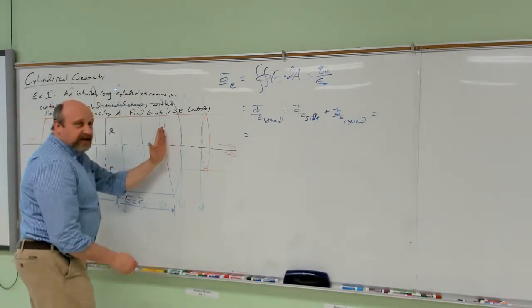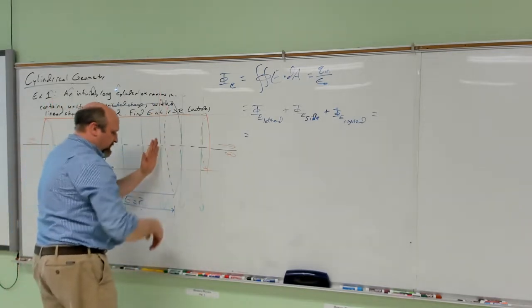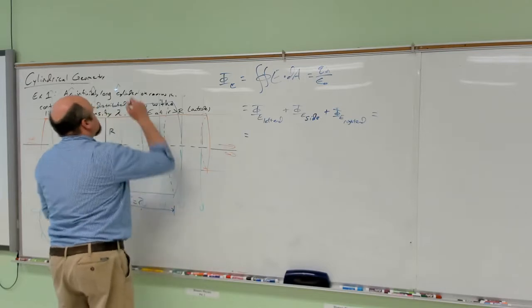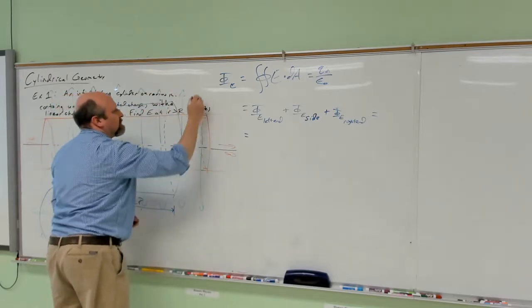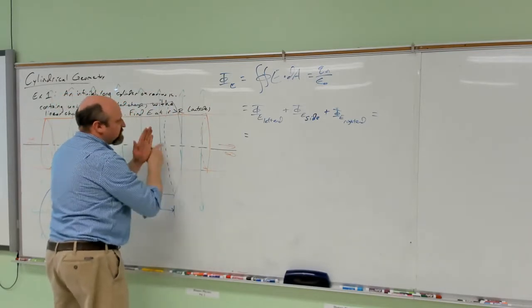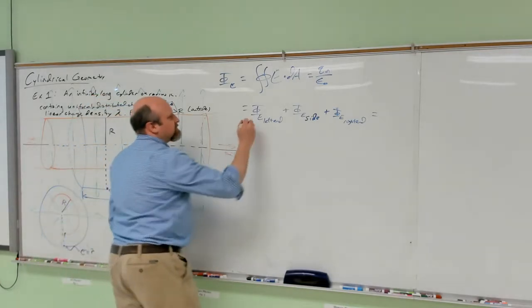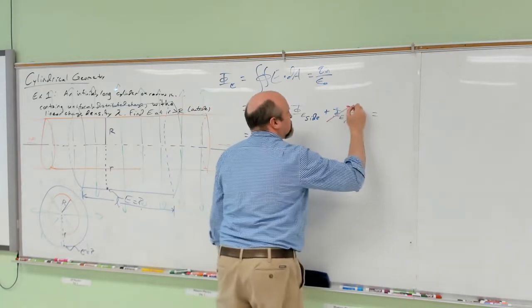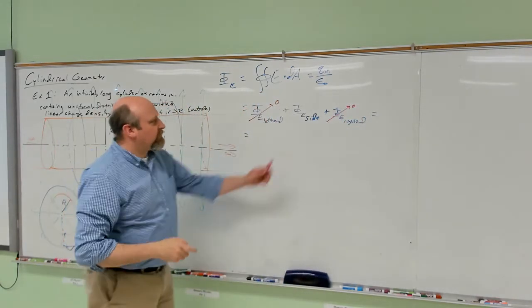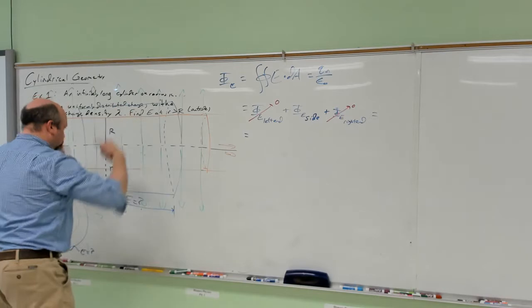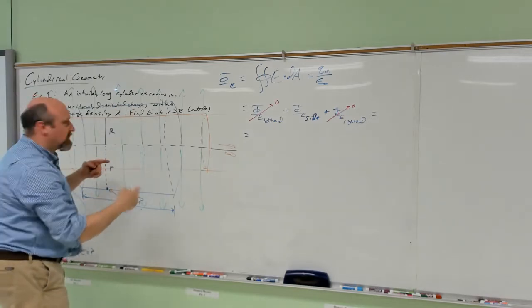Same thing happens at this end, right? The E field lines are going up and down. Nothing is punching through the surface either way. So actually, both of these terms are going to be 0. There's no flux at those ends. I just have to add up all the flux going through this curved side of the cylinder.